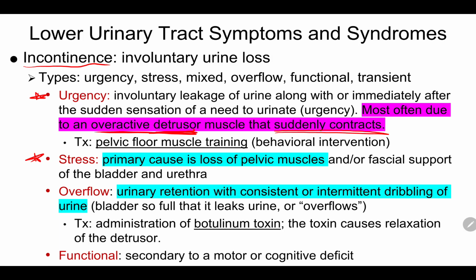Now, stress incontinence, the primary cause of stress incontinence is weak pelvic muscles. So if we have some weak pelvic muscles, that will lead to stress incontinence. Okay. Overflow incontinence is where we have urinary retention with consistent or intermittent dribbling of urine. Okay. So remember these types of incontinence.